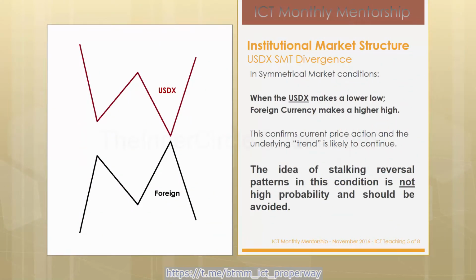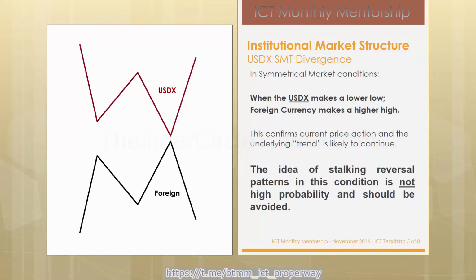Okay, let's take a closer look at what this concept actually means. We're going to be referring to the US dollar index SMT divergence. SMT stands for Smart Money Tool or Smart Money Technique, and we're going to be looking for a divergence between closely correlated or inversely correlated assets. Obviously, if we expect the dollar index to trade higher, that's going to put downward pressure on foreign currencies. If we're expecting the dollar index to trade lower, that's going to allow foreign currencies to rally.